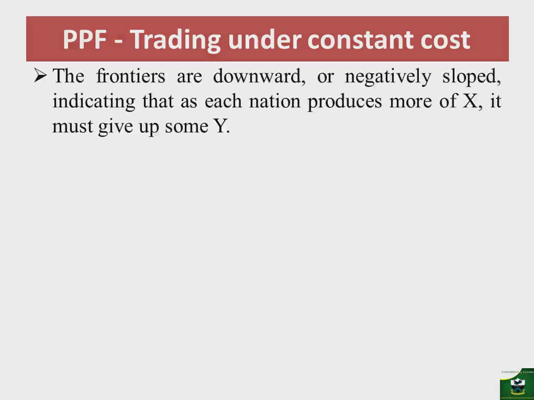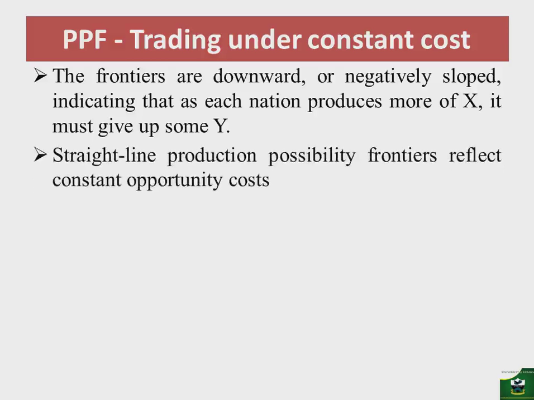Now, it should be noted that the frontiers are downward sloping, which means that as each nation produces more of X, it must give up some units of Y. In other words, there will always be a trade-off along the frontier. And secondly, the straight line production frontier reflects constant opportunity cost. If we have any other shape, then we describe it according to its structure. For example, the one that is bulged outwards will be said to reflect increasing opportunity cost.